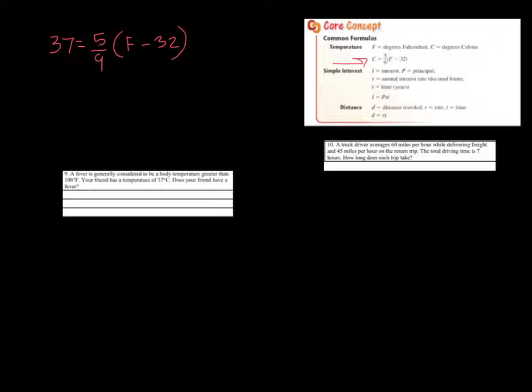Okay, so from here, there's a couple of ways that we could go about this to start. I would suggest going ahead and clearing out that fraction, which you guys know that we're dividing both sides of this equation by 5/9, which, remember, when you divide fractions, what you're really doing is multiplying by the reciprocal. So 5/9 over 5/9 will cancel, and then 37 divided by 5/9 is actually equal to 66.6.